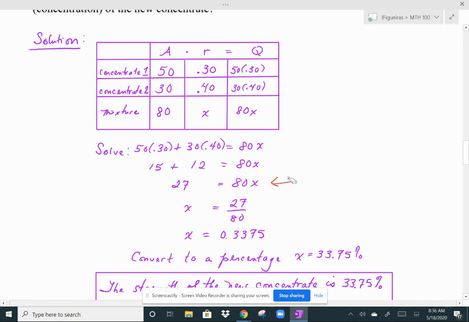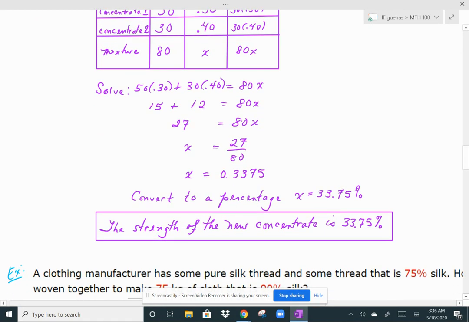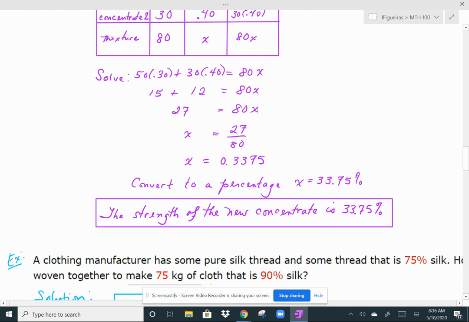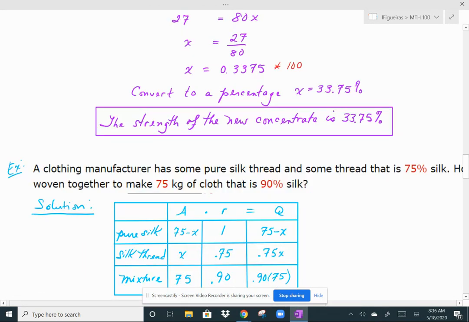When you convert that to a decimal, it's 0.3375. But remember, that's just the decimal. You want to express it as a percentage. How do you convert a decimal to a percent? Well, all you do is multiply it by 100, and we get the result of 33.75%. So the strength of the new concentrate or the mixture that is created is 33.75% concentrated.